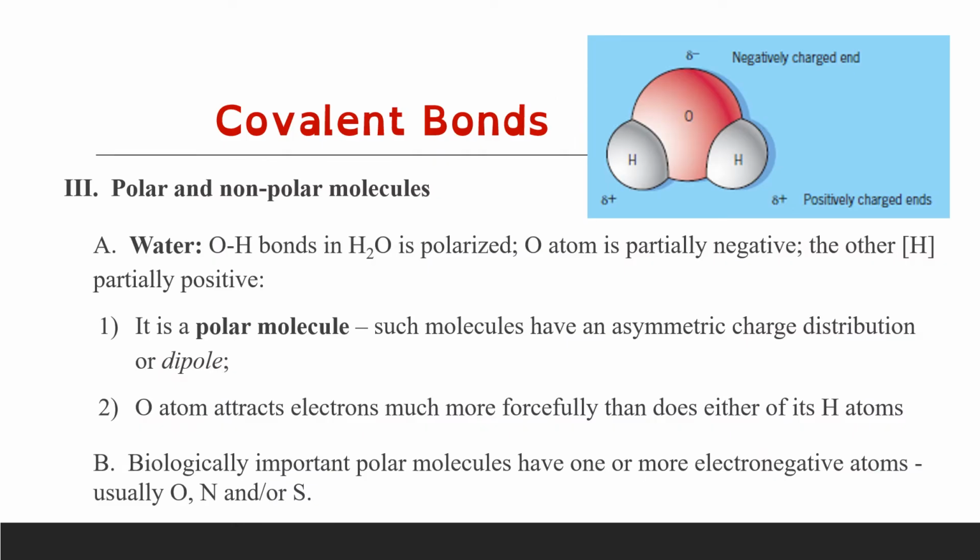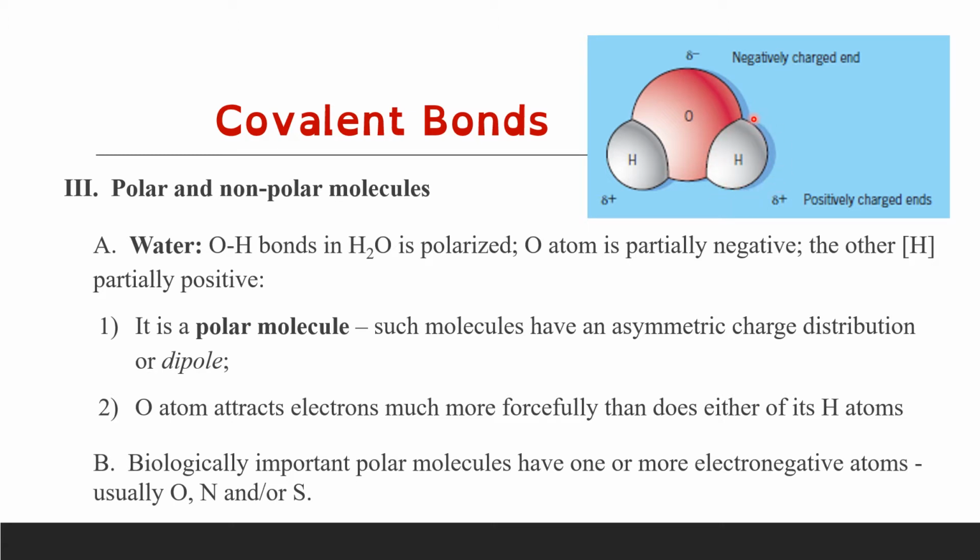For polar and nonpolar molecules, here we have water as an example of a molecule with covalent bonding. Water's single oxygen atom attracts electrons more forcefully than either of its hydrogen atoms. With this, it is considered to be a polar molecule. Such molecules have an asymmetric charge distribution, or what you call a dipole. As a result, the OH bonds of the water molecule are said to be polarized, such that one of the atoms has a partial negative charge, which is the oxygen atom, and the other has a partial positive charge, which is found in the hydrogen atoms.